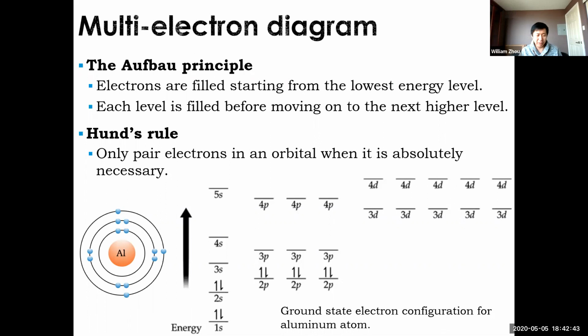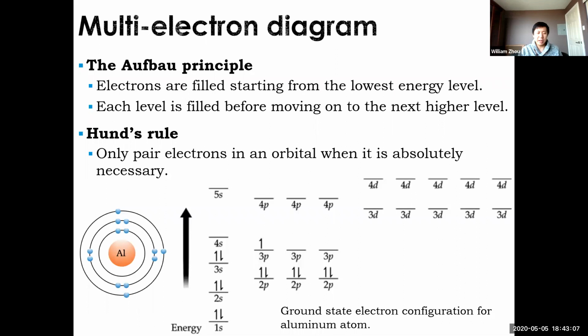We still don't have enough. Right now we've only used 10 electrons. Aluminum has 13, so 3 more. So now you've filled out the p, you can move on to the next level, which is 3s. You get 2 in 3s because you have to fill out 3s. And now you're at 12. 1 more electron. It has to be 3p.